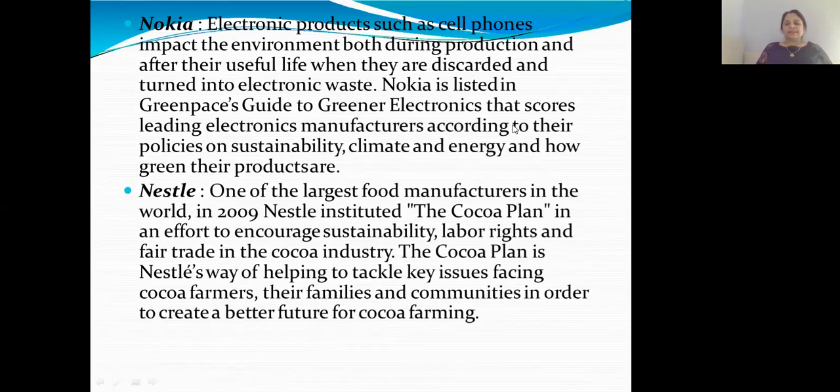Nestle, one of the largest food manufacturers in the world, instituted the Cocoa Plan in an effort to increase sustainability, labor rights and fair trade in cocoa industries. The Cocoa Plan is the Nestle way of helping to tackle key issues facing cocoa farmers, their families and communities, in order to create a better future for cocoa farming.